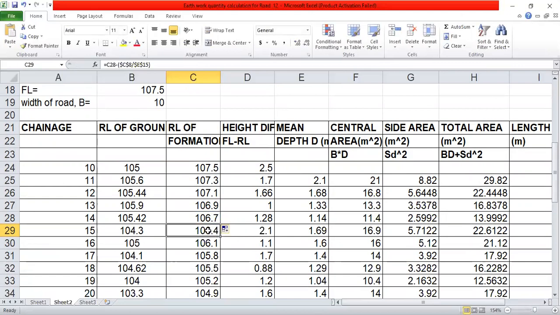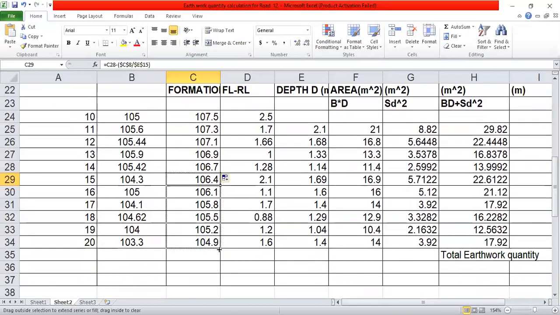Now after finding this out, bring the cursor towards the right bottommost corner, and a plus sign will appear. After the plus sign appears, you just drag it downwards. The other formation levels will be calculated for the other chainages.